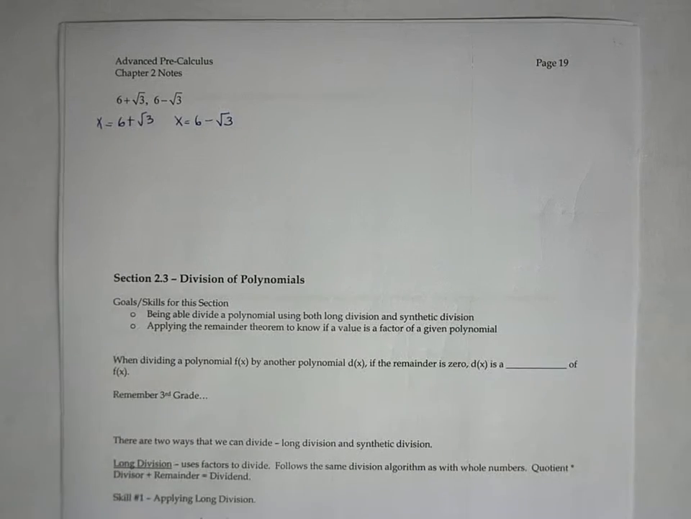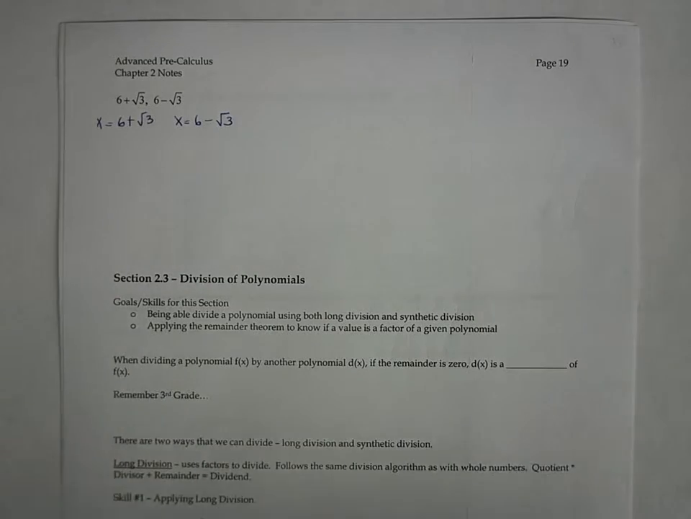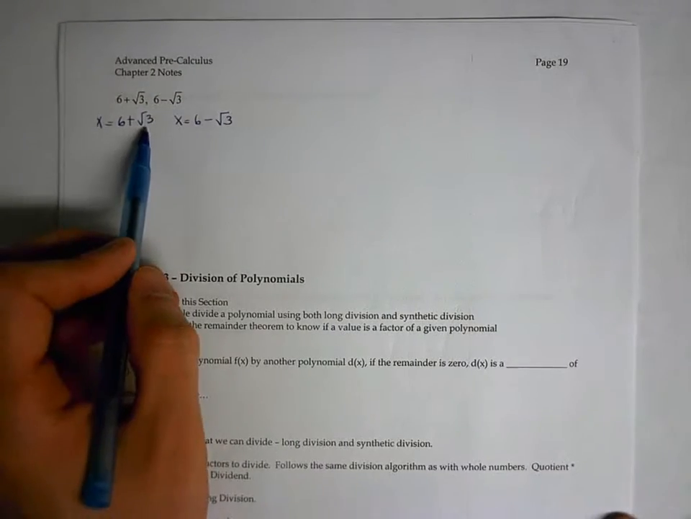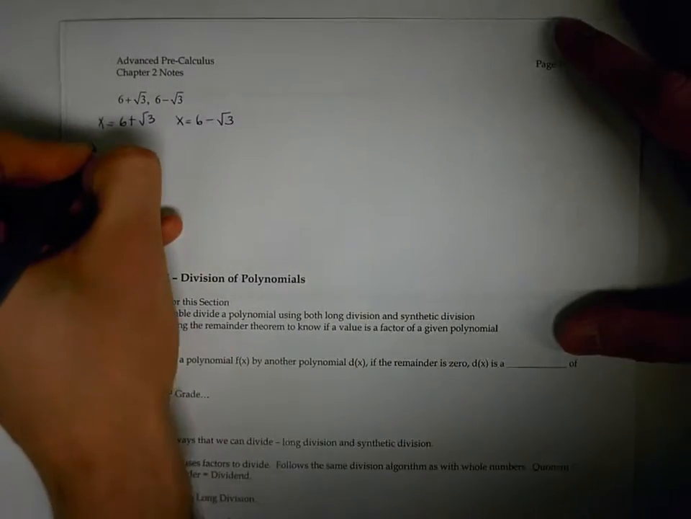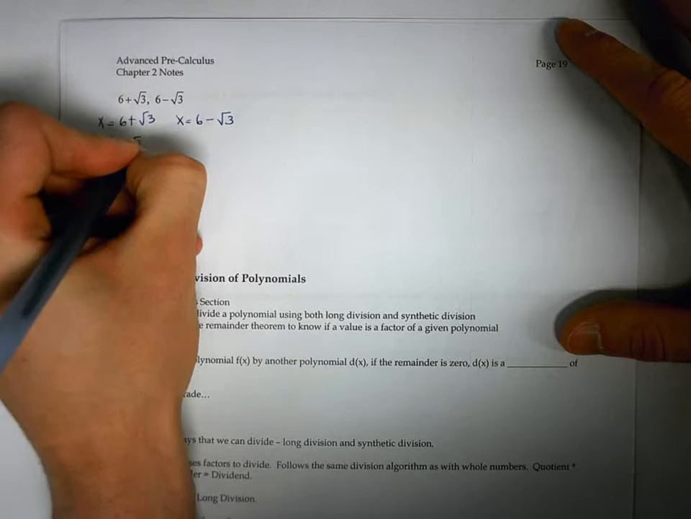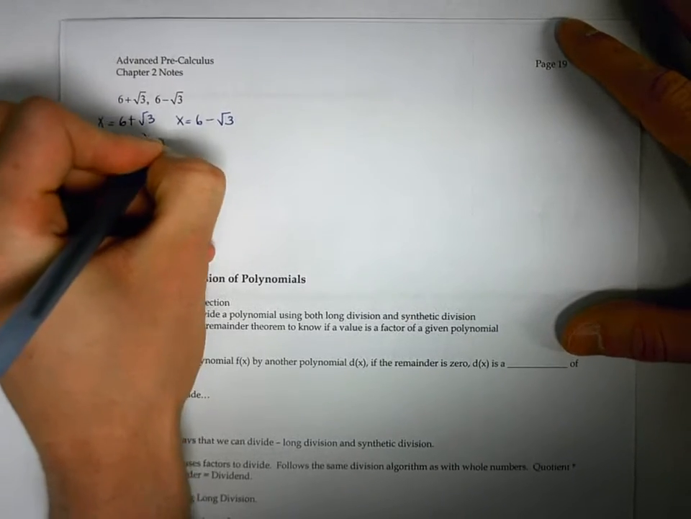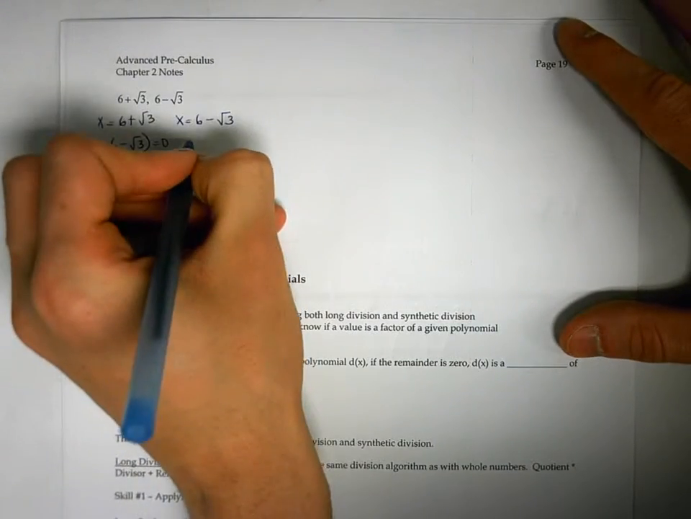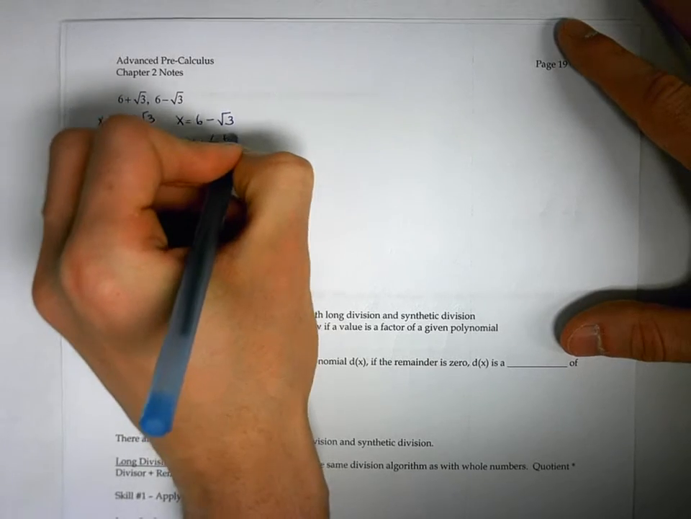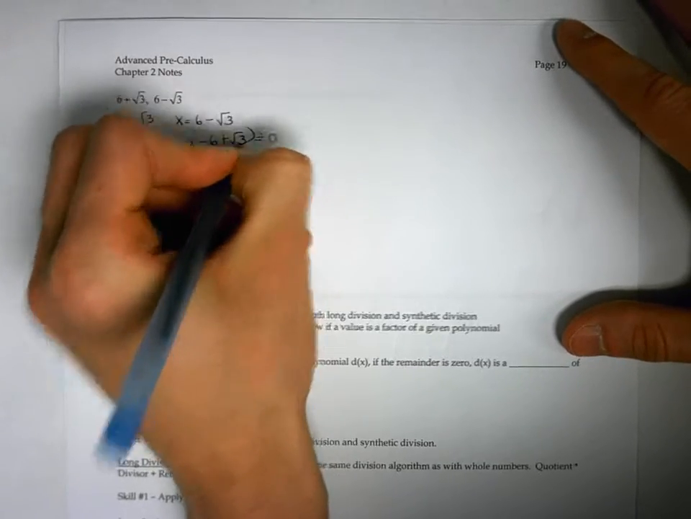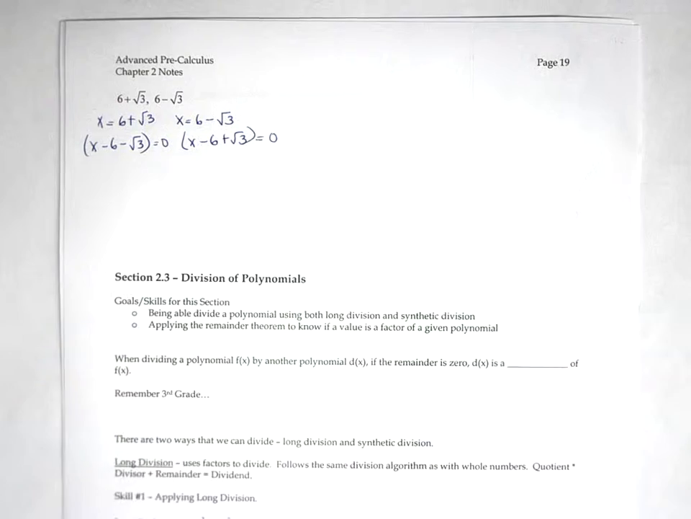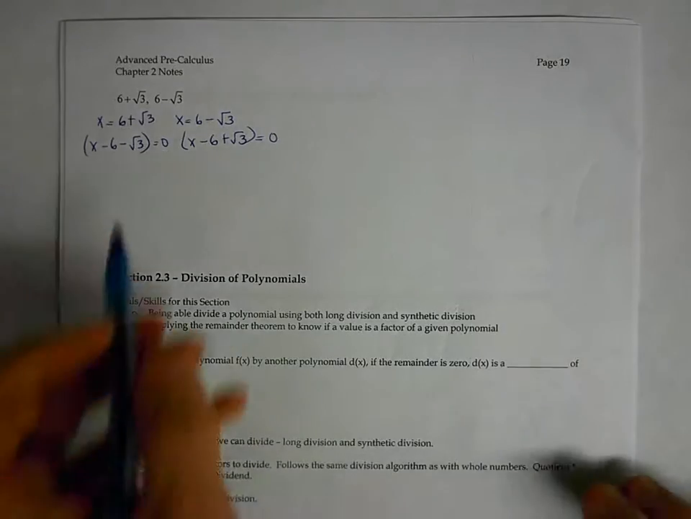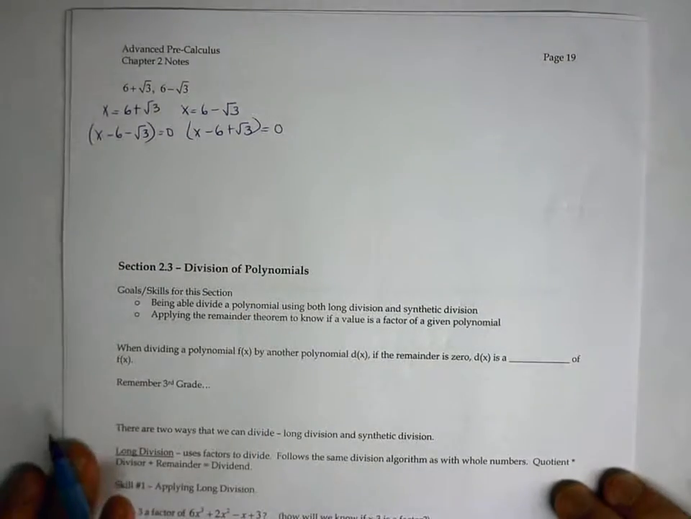Now we need to make each of these equations equal to 0, so I've got to move both the 6 and the square root of 3 to the other side. So x minus 6 minus square root of 3 is one factor. The other factor here, x minus 6 plus square root of 3, is going to be the other. Just take both these pieces and move it over here. So it's equal to 0.